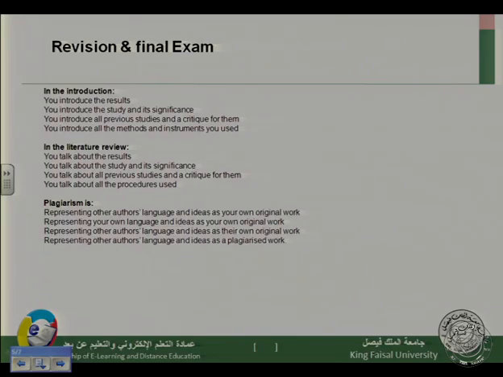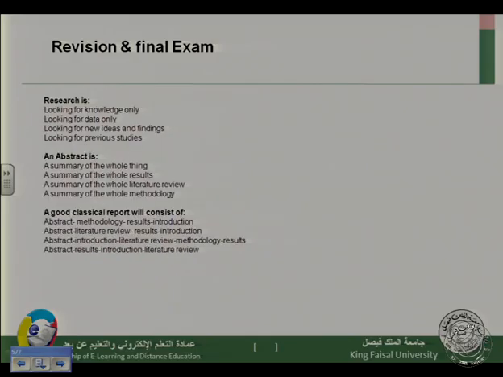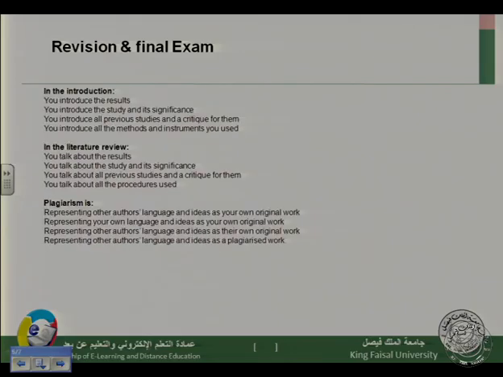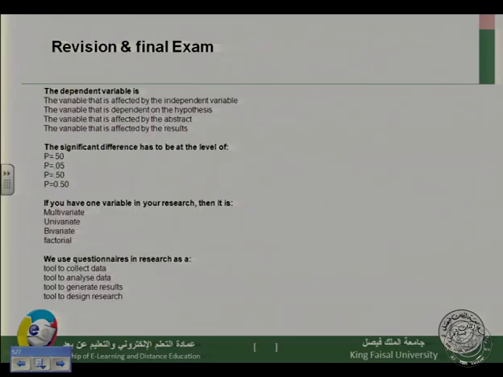Plagiarism is representing other authors' language and ideas as your own original work. So it is number 1, and we said we should avoid plagiarism. Again, it is the same: research, abstract, good classical report, introduction, literature review, plagiarism. It's repeated. The dependent variable is the variable that is affected by the independent variable.